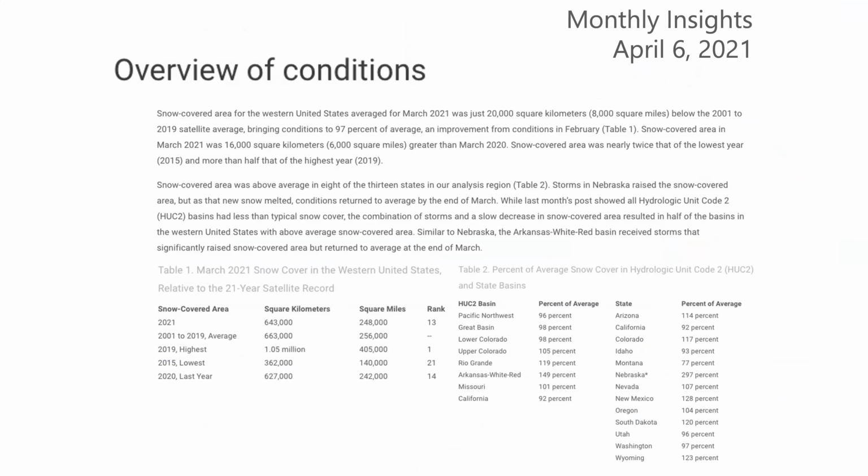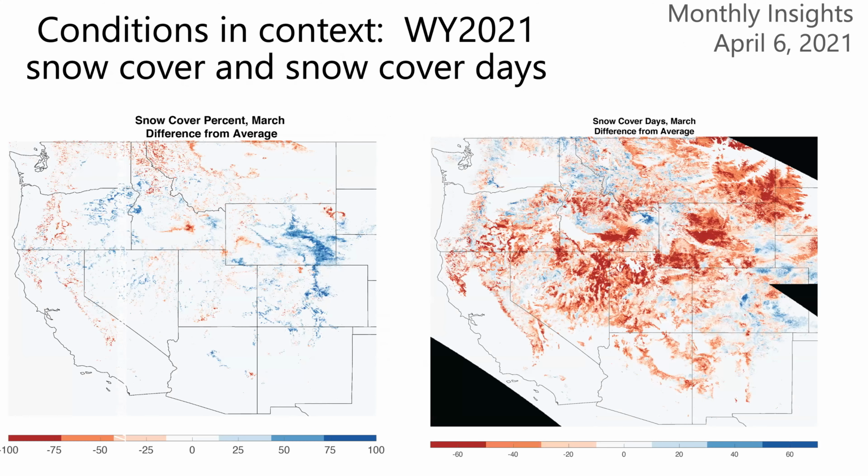We then dive into an overview of the current conditions. These tables show information about the Western basins, the Western US basins, and states summarized. We write quite a bit and usually include some spatial maps. For example, the difference in snow cover percent on the left here. You can see the March storms in the Front Range of Colorado and Wyoming brought snow cover to above average conditions, as shown in blue.